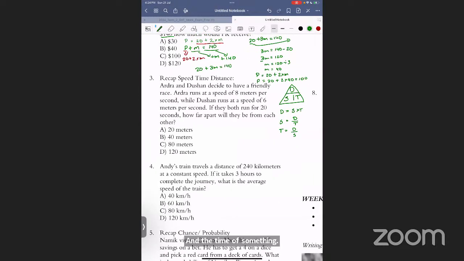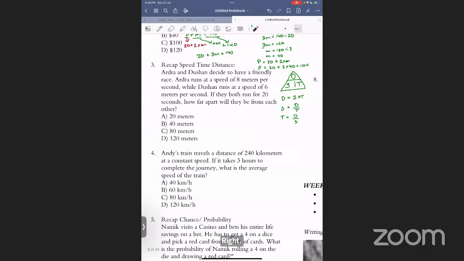So for this question, Ardra and Dushan decide to have a friendly race. Ardra runs at a speed of 8 meters per second, while Dushan runs at a speed of 6 meters per second. If they both run for 20 seconds, how far apart will they be? You can do the long way, which is by saying that Ardra's speed is 8, her time is 20 seconds, so her distance in total is 160 meters. Dushan runs at a speed of 6 for 20 seconds, and his distance will be 120. And the difference of that will be 40 meters.